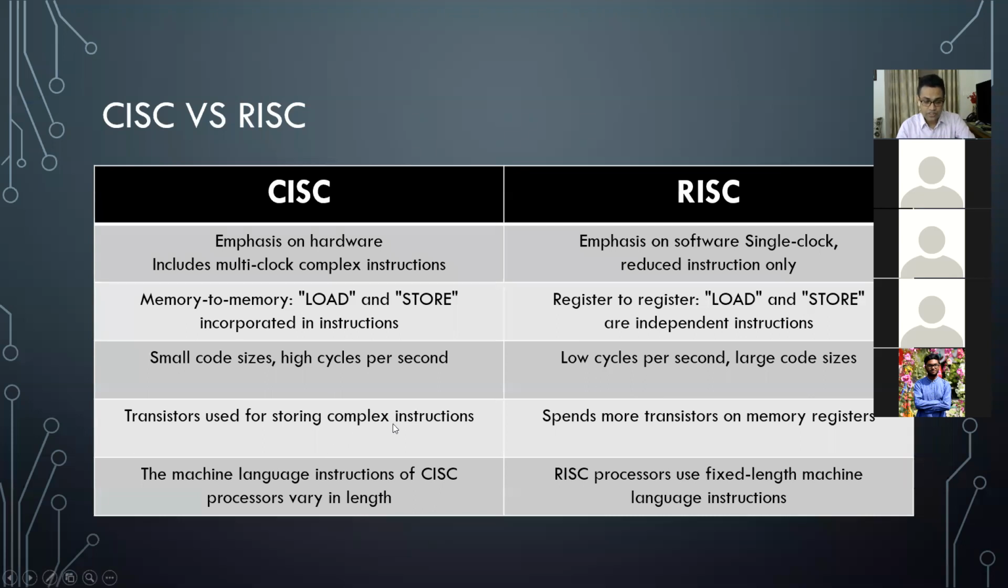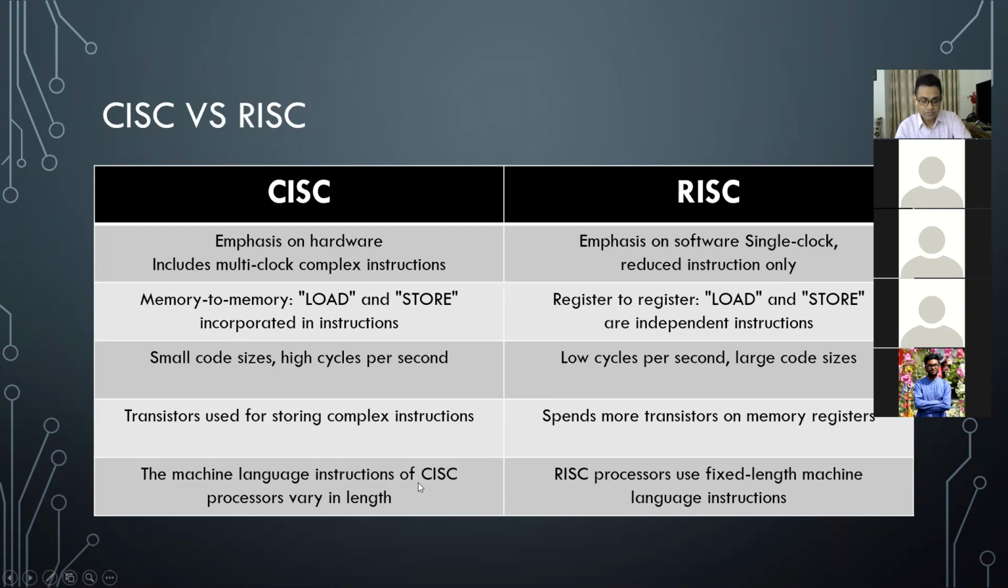Transistors are used for storing complex data. The CISC requires only one transistor, whereas the RISC requires more transistors. I will show you an example when I come to the next class. In the CISC we need one transistor for doing one thing, but here we need 4 transistors for doing the same thing. So that's actually a problem.